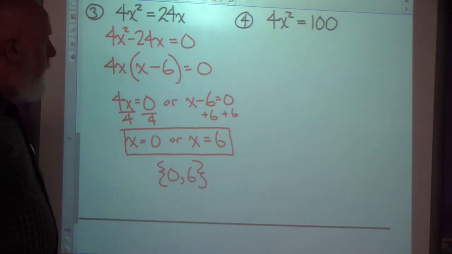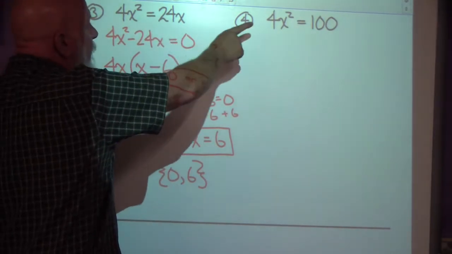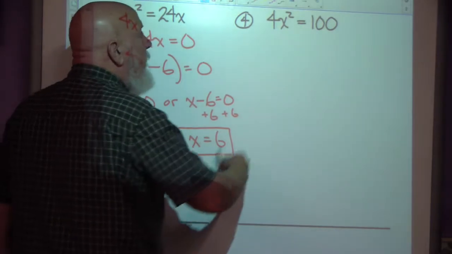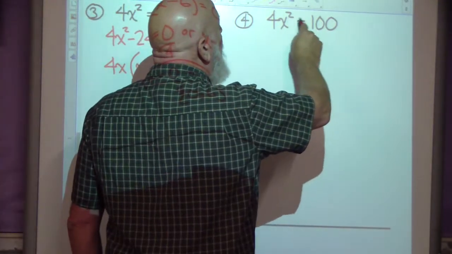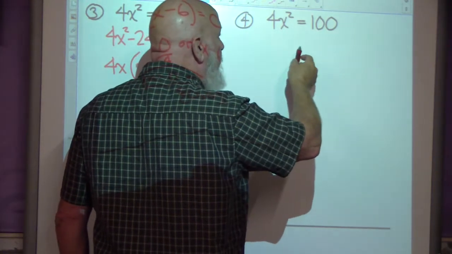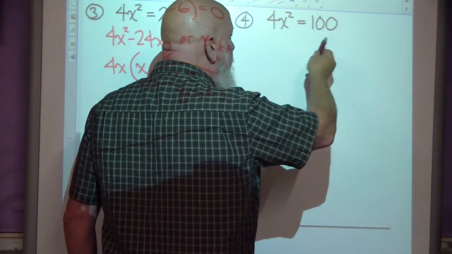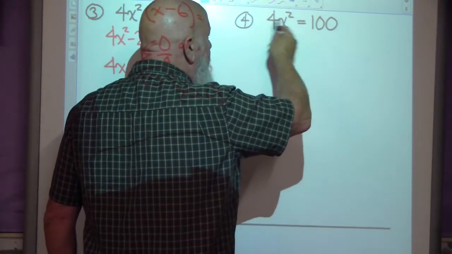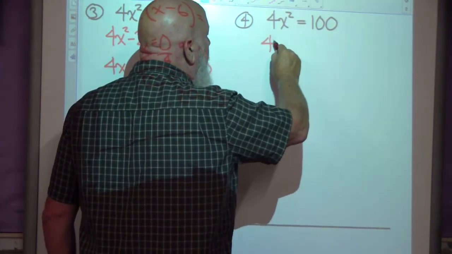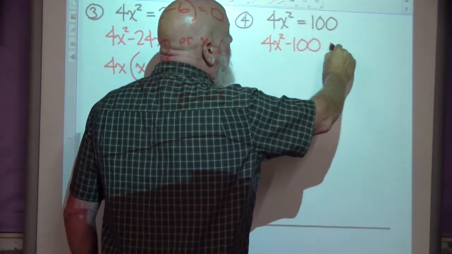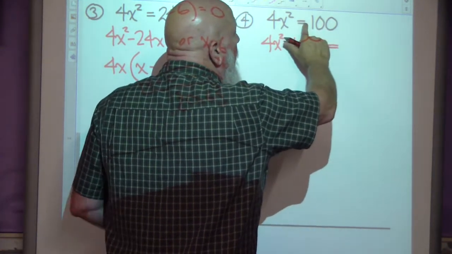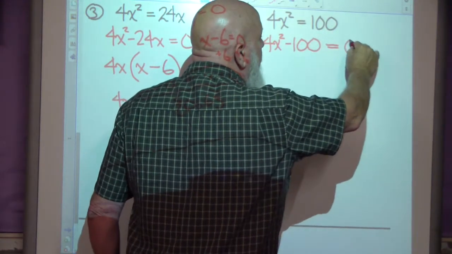We'll do one more. It's very similar to this one. It's a binomial, but it's going to be a little bit different. I look over here, I want to set one of these sides equal to 0, and I want my quadratic term to be positive. So I'm going to subtract 100 from both sides. I'm not going to show it this time, I'm just going to do it. 4x squared, I'm subtracting 100 from the left side. Here's the equal sign. I'm going to subtract 100 from this side and get 0.